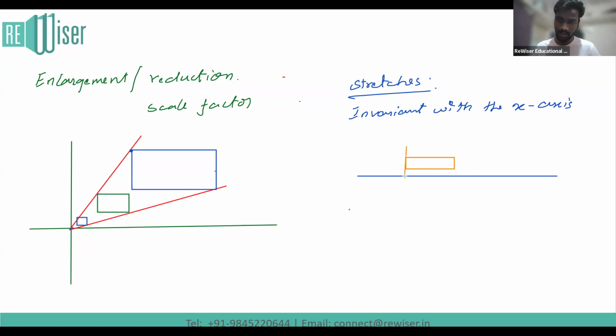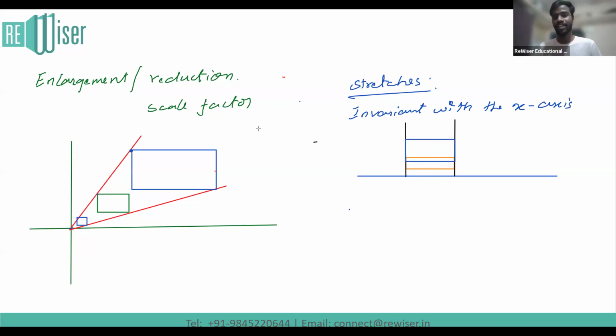So that means the stretched figure would be along this line. Suppose the scale factor is 2, so from this point to this point, if it is 1 unit, it is going to be 2 units. If the scale factor is 2, the graph would look something like this. So this is how the stretch would work. Probably I'll solve a question, and at that time you will understand the stretches better.